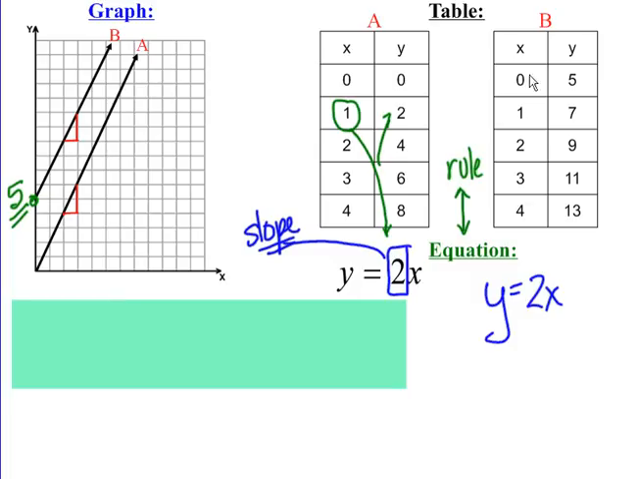Well, the easy one is to grab a 0. If I put a 0 in here, 2 times 0 is 0, but what will give me 5? I will need to add 5 more to get there. So let's test it and see if it works.